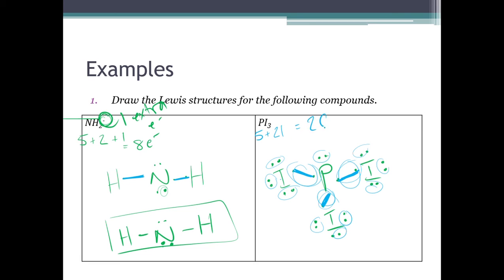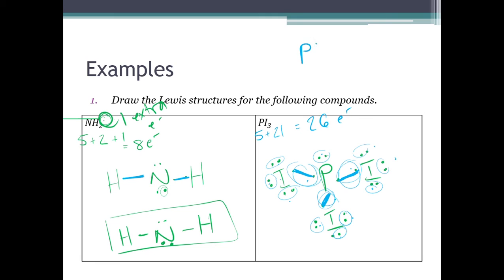So we should have 26 electrons in our structure. We've got 2, 4, 6, 8, 10, 12, 14, 16, 18, 20, 22, 24, 26. Looks like we've done it all correctly. I've made a big old mess of this, so I'm going to draw it one more time.